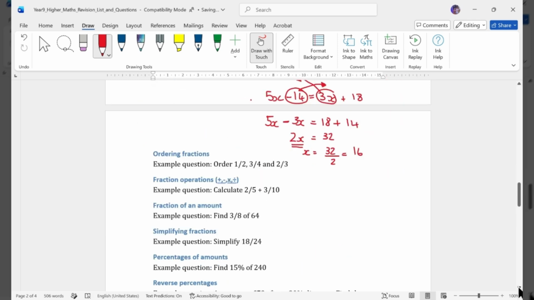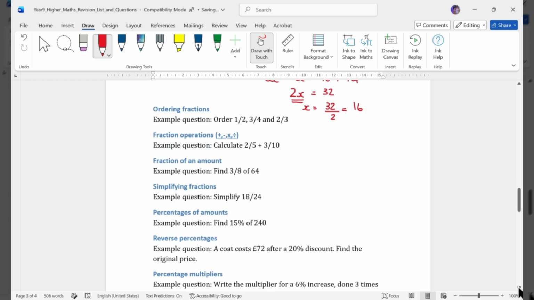Into the next section. We've done a fair bit of this, so I am flying through this. First of all, badly written or what. Half, 3/4, 2/3. We need the bottom numbers to be the same. They all go to 12. Times by 6, times by 6, times by 3, times by 3, times by 4, times by 4. Smallest, half, which was 6 out of 12. Next smallest, 2.